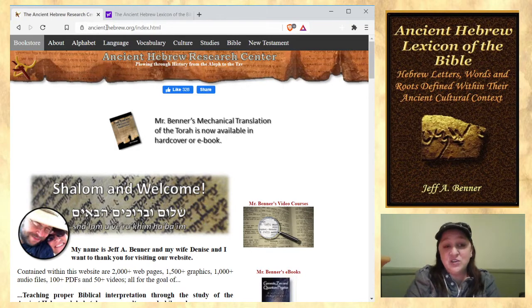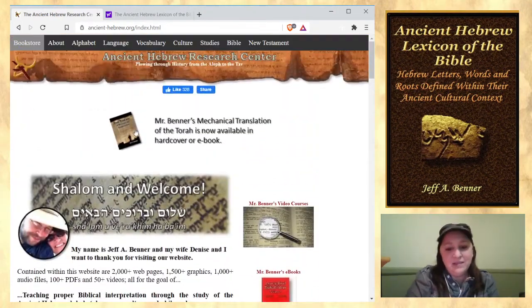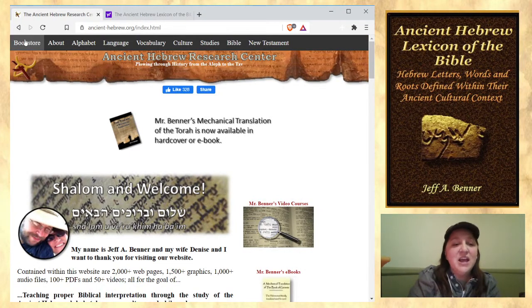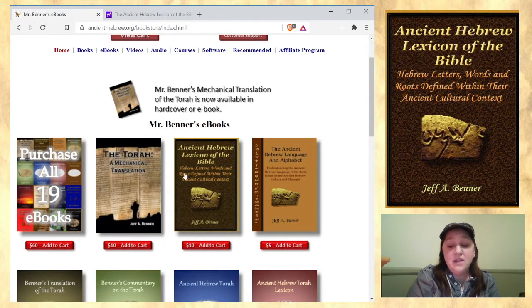It's ancient-hebrew.org. And when you get there, you'll notice it's a really beautiful website, and I think they did a great job with it. When you get here, go ahead and click on the bookstore. And then you'll see Ancient Hebrew Lexicon of the Bible. This is the book that you want.